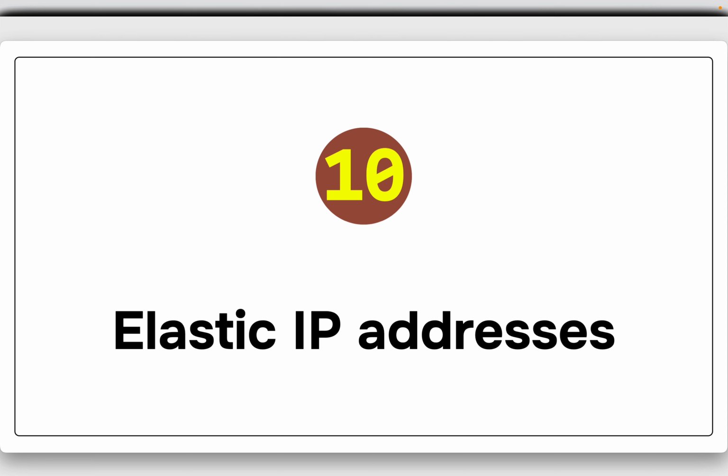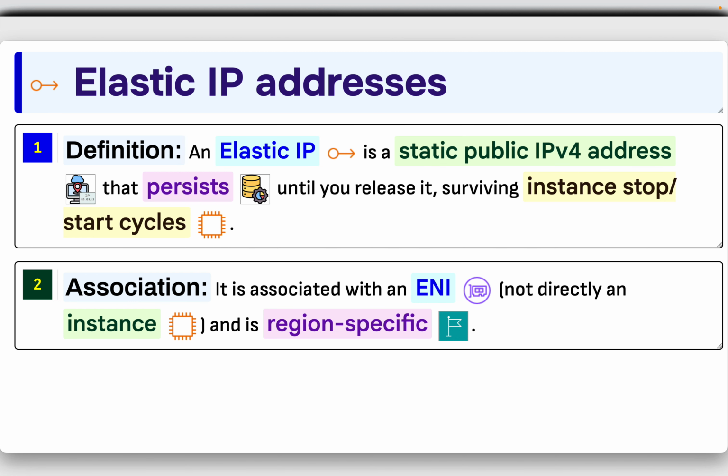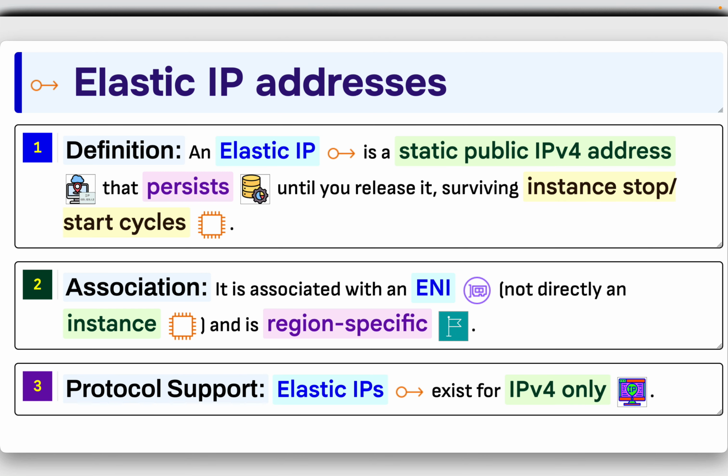Tenth topic is elastic IP addresses. An elastic IP is a static public IPv4 address that persists until you release it. It survives instance stop-start cycles. An elastic IP is associated with an elastic network interface, not directly to an instance. And it is specific to a region. So it is region specific. Elastic IPs exist for IPv4 only.